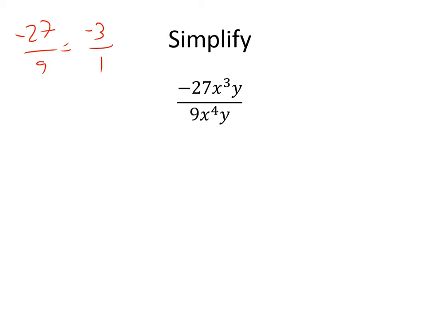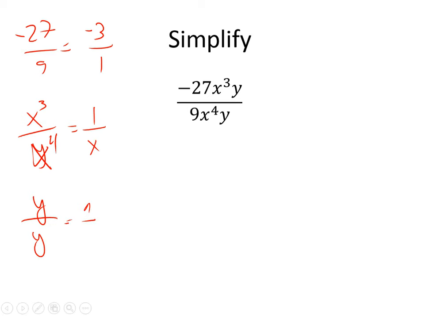Now we look at the next one, x cubed over x to the fourth, which, remember, when we're dealing with exponents and we're dividing, we subtract them. So 3 minus 4 is negative 1, which means it's in the denominator, leaving us with 1 over x. And then the last one, y over y, gets you 1. It doesn't really mean anything. They just cancel themselves out.